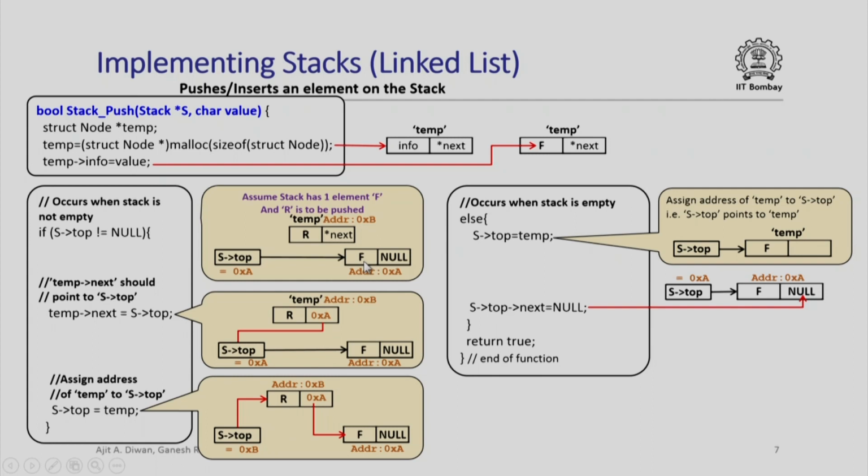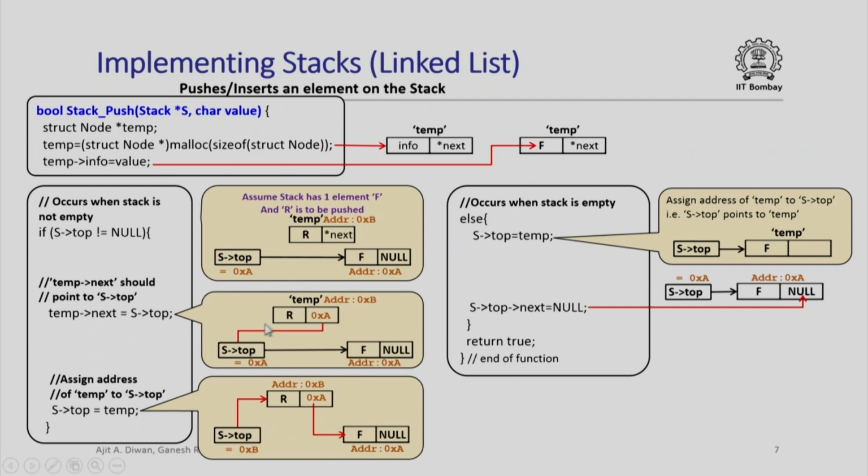What we need to do is point S top to this, and insert a pointer here which will point to F. The process to do that is very simple. Temp next is assigned S top first. So notice this temp next, in it is inserted the address of S top, so that indirectly it points now to F. We have now achieved that this node points to this.